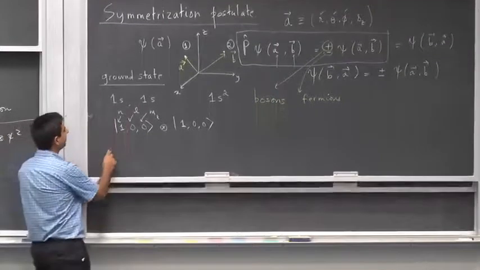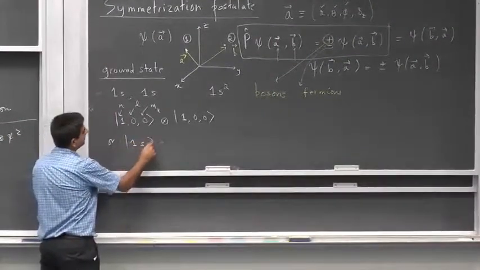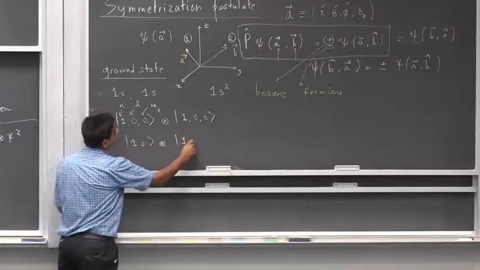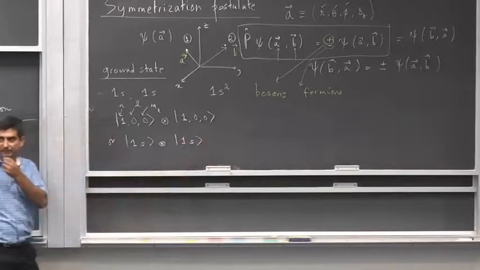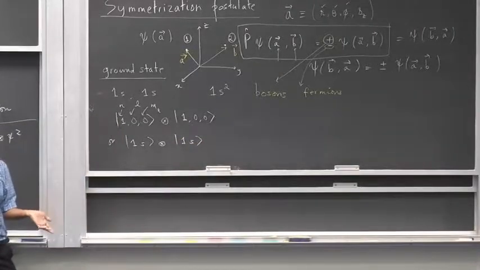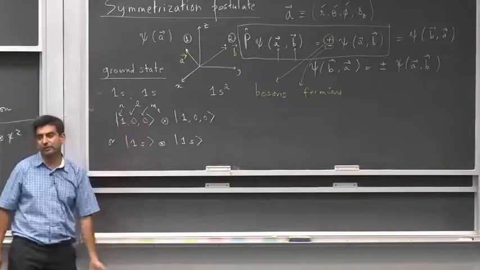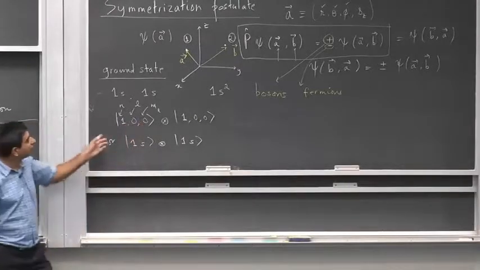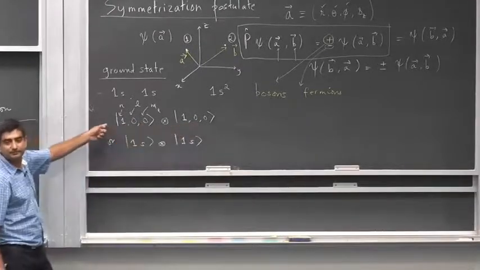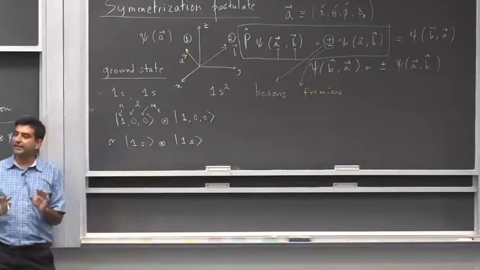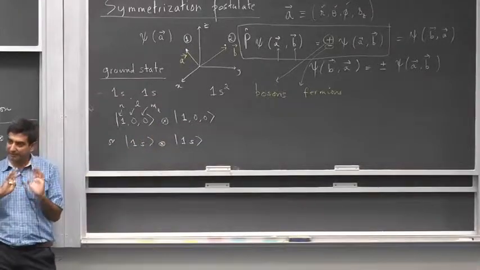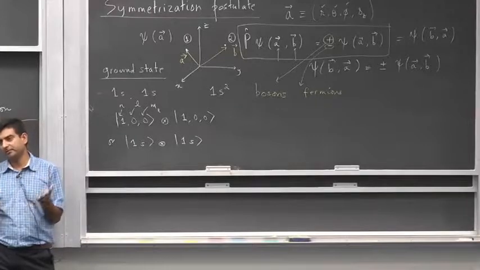You could also write this as 1s, right? That's fine. You could choose any label you like, but I'm labeling these states by the quantum numbers. So now if you look at this quantum state, this gives us only information about the spatial degree of freedom.